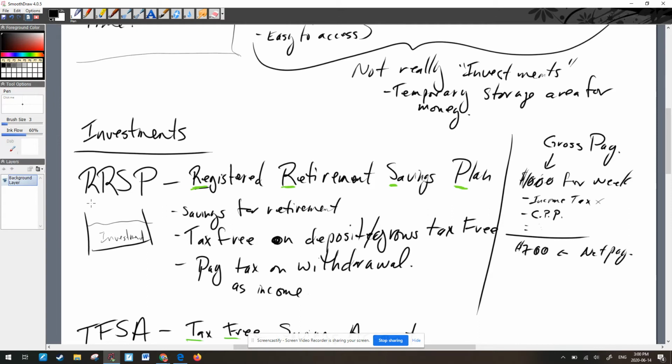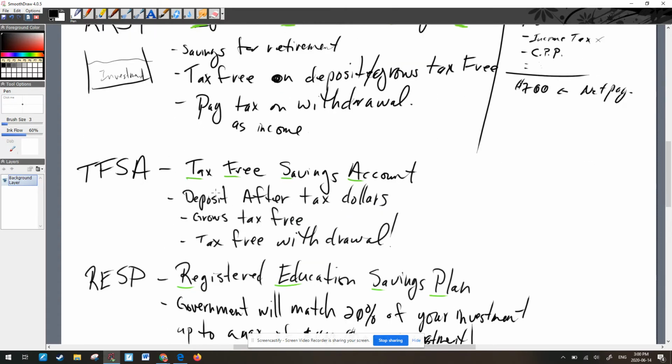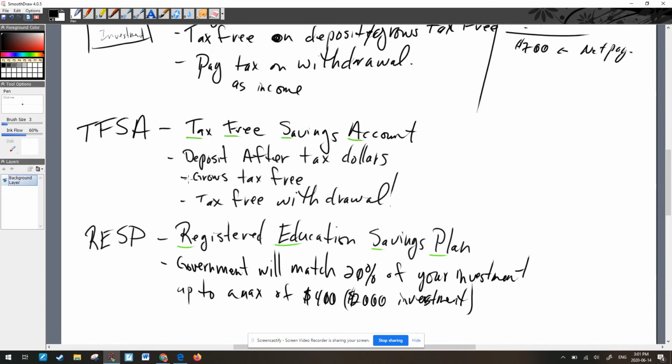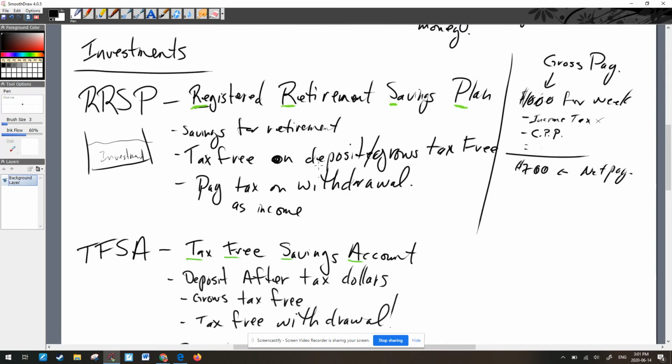So to highlight again, RRSP is the Registered Retirement Savings Plan. You put tax-free money in, it gets to grow tax-free, but it gets taxed when you take it out. A TFSA serves nearly the same purpose. Normally, most people are putting money into a TFSA for their retirement as well, but you deposit after-tax dollars, it gets to grow tax-free, and it is tax-free on withdrawal. So it just depends on your income situation which one of those is advantageous to you.